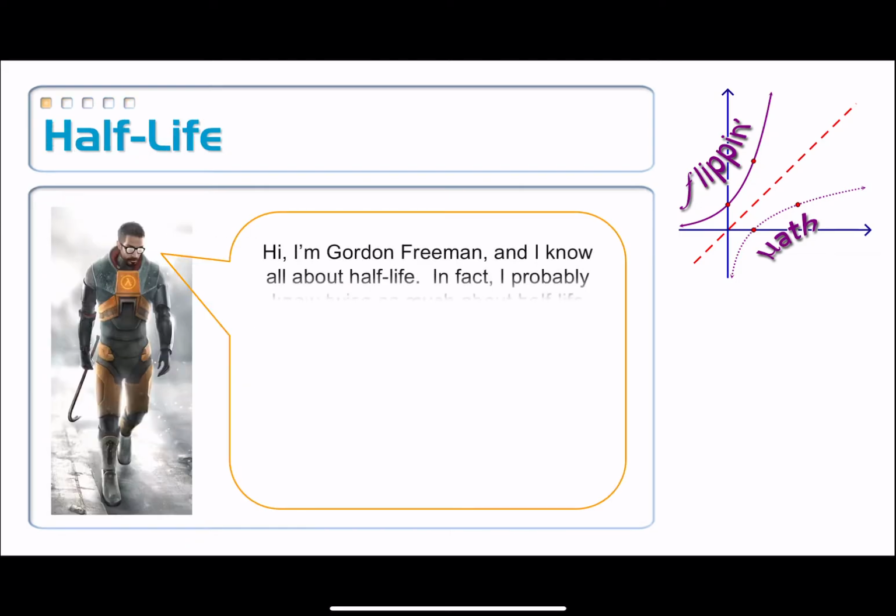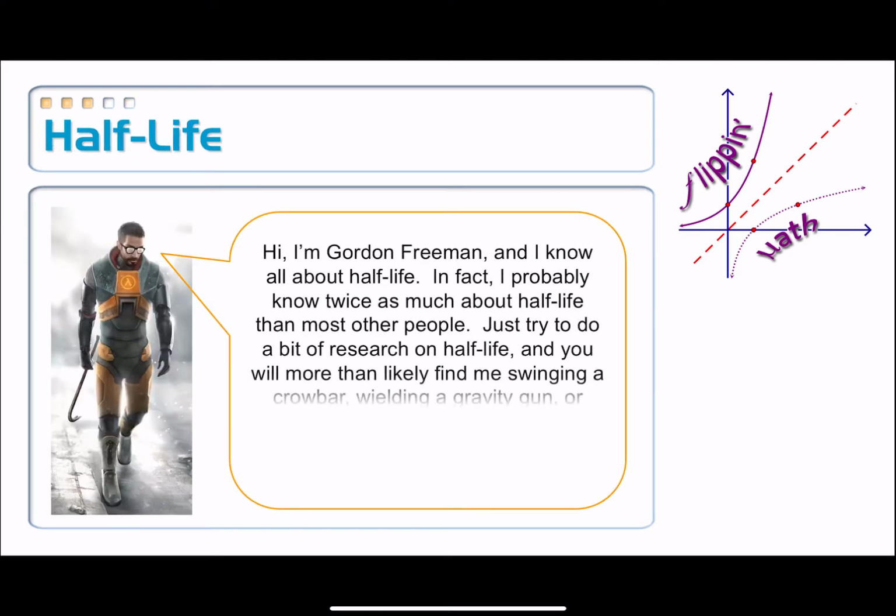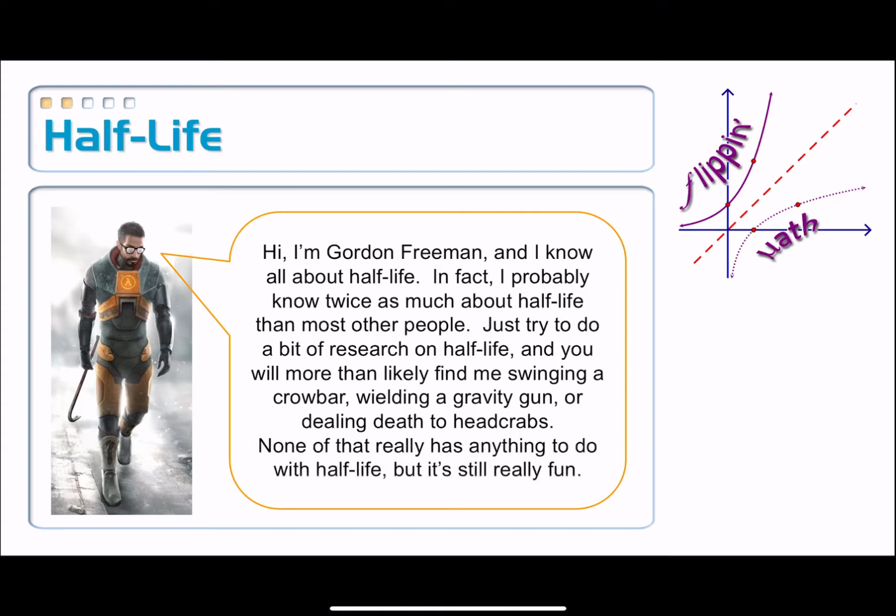Hi, I'm Gordan Freeman, and I know all about Half-Life. In fact, I probably know twice as much about Half-Life than most other people. Just try to do a bit of research on Half-Life, and you will more than likely find me swinging a crowbar, wielding a gravity gun, or dealing death to headcrabs. None of that really has anything to do with Half-Life, but it's still really fun.